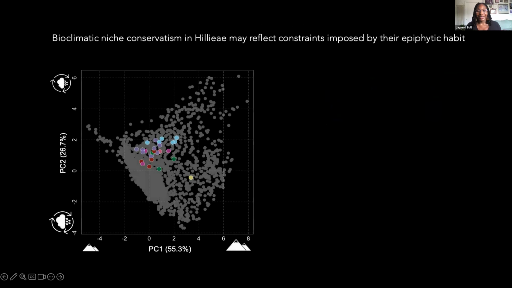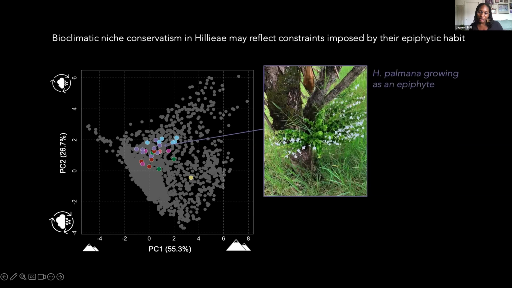And so we see these two significant shifts in bioclimatic niche, but for the most part, niche has been pretty well conserved in Hylia. And that might reflect limits that are potentially imposed by their epiphytic habit. Since these plants are getting all of their water from the surfaces they grow on, rather than the soil, they probably need to be in environments that get a lot of consistent rainfall.